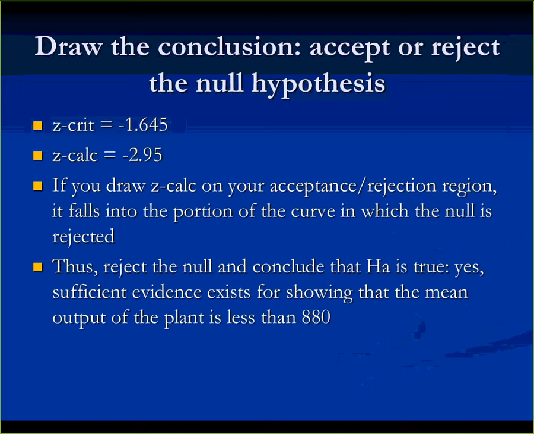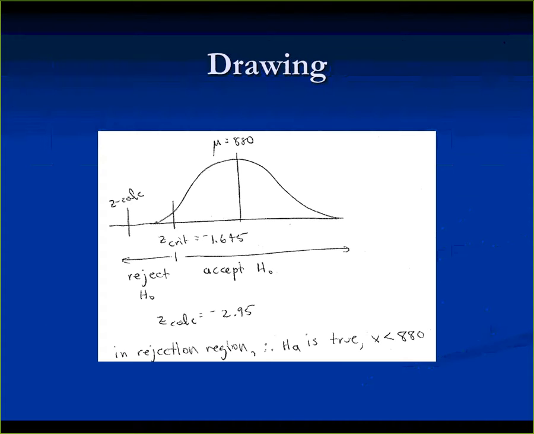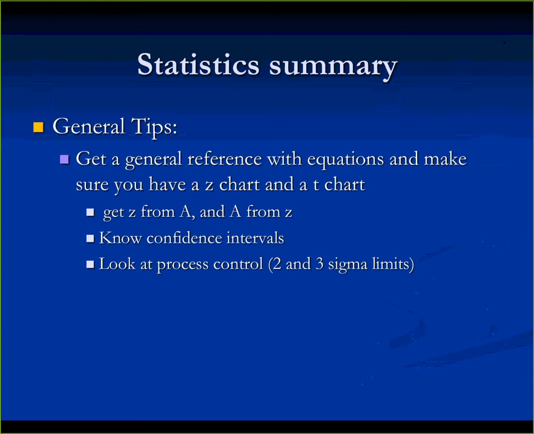So your critical value is minus 1.645. Your calculated value is minus 2.95. If you draw that Z-calc into the acceptance and rejection region, again, it falls into the portion of the curve in which the null is rejected. So you will reject the null and conclude that the alternative hypothesis is true. Yes, sufficient evidence exists for showing that the mean output of the plant is less than 880 tons per day. And if you just want the drawing of that, with a critical value of minus 1.645, your Z-calc out there is minus 2.95. You're far into the rejected null area. And that is an example of a hypothesis test.